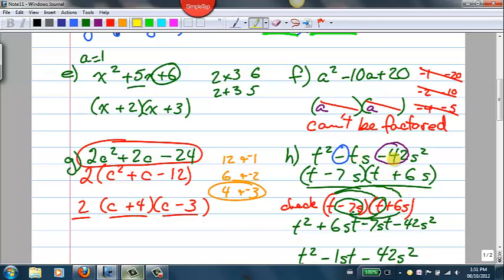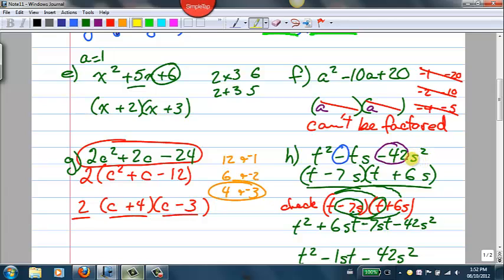One's going to be negative, one's going to be positive. Two numbers that multiply to give negative 42 are negative 7 and positive 6, or negative 6 and positive 7. But the only pair that add to negative 1 would be negative 7 and positive 6. So I plug those numbers into my brackets, and then I tack on the s's, because it's negative 7s and positive 6s that will give me negative 42s squared.